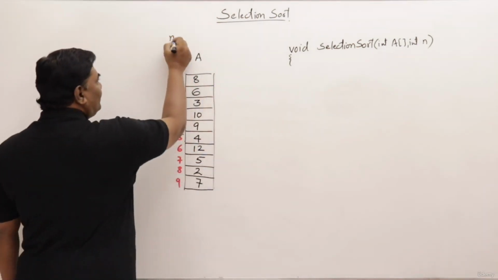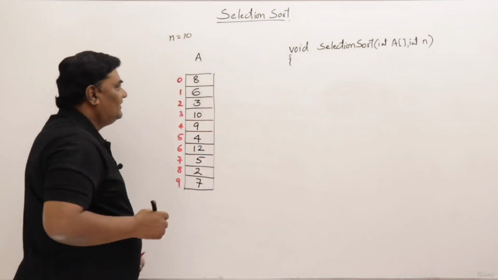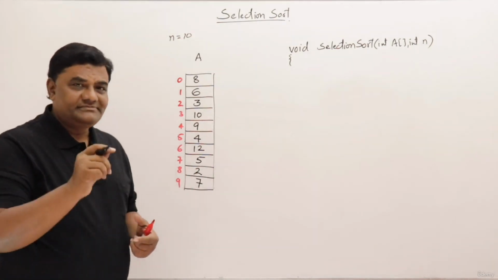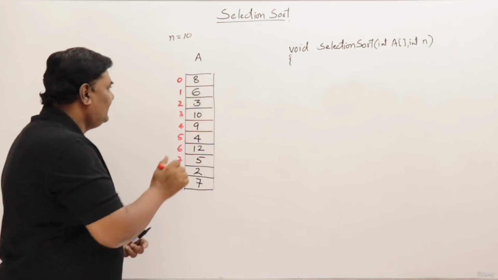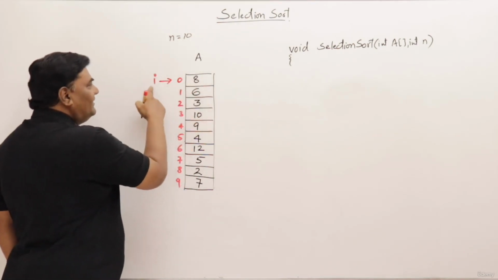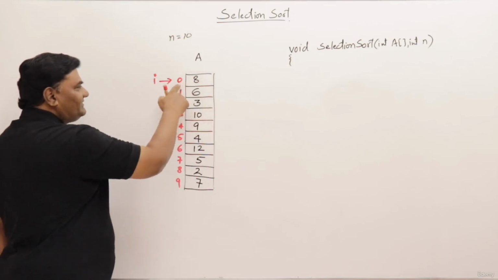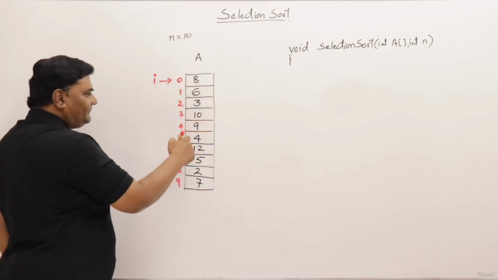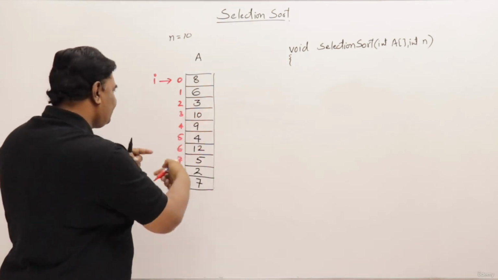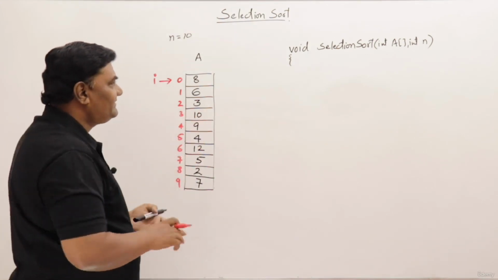So here we have number of elements, that is 10. Now let us start. For n elements, we need n minus 1 passes. In each pass we will select a particular index. For that we have taken i, that will be selecting an index. First time we'll find the smallest element for index 0, then for 1, then for 2, and so on. We have to do it n minus 1 times. This is done using a for loop. So this is for passes.